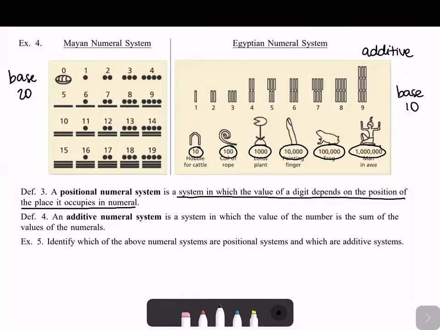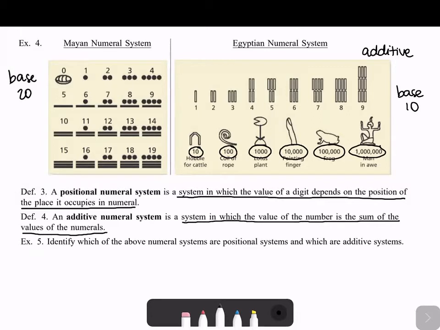So this is additive. It's a system in which the value of the number is the sum of the values of the numerals. And in this case, the numerals, right? A numeral is just a symbol. So in this case, these symbols, which we more often think of as pictures in this Egyptian numeral system, just represent the number based on the sum.